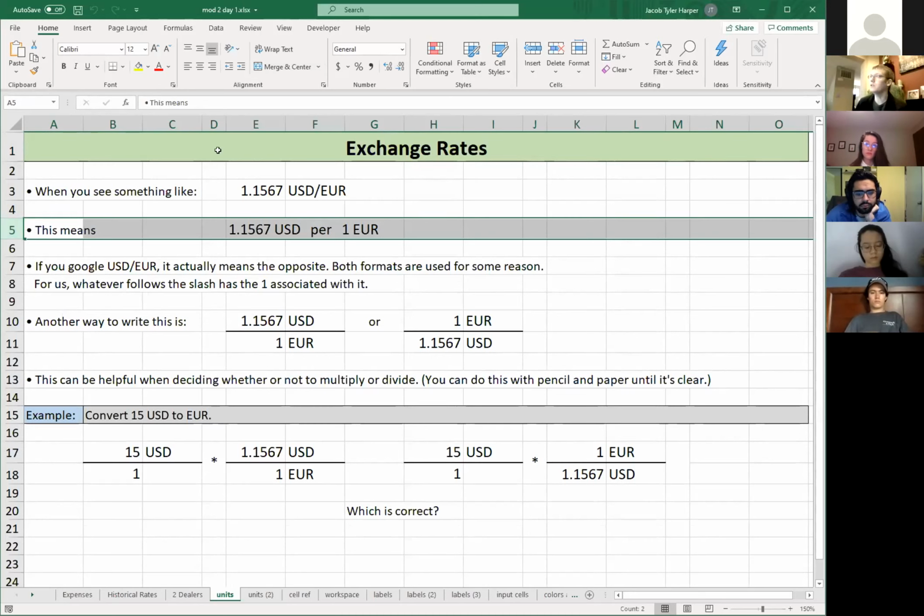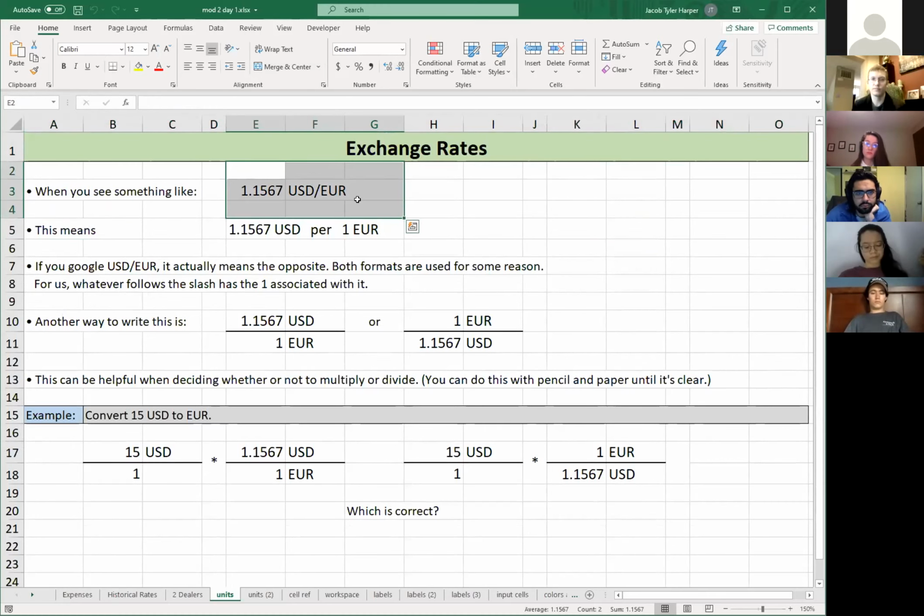So when you see this slash, always sort of imagine there's a 1 after it, which is what I would consider to be the natural way to read this, because if you have like 60 miles per hour, it's 60 miles per 1 hour.